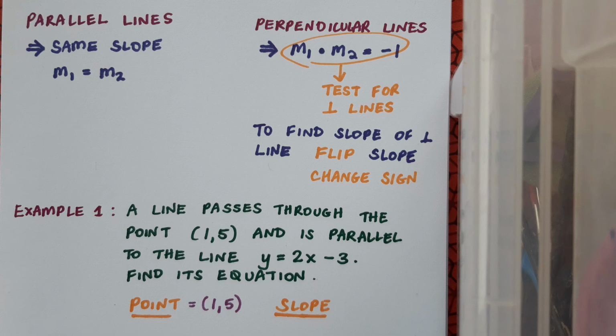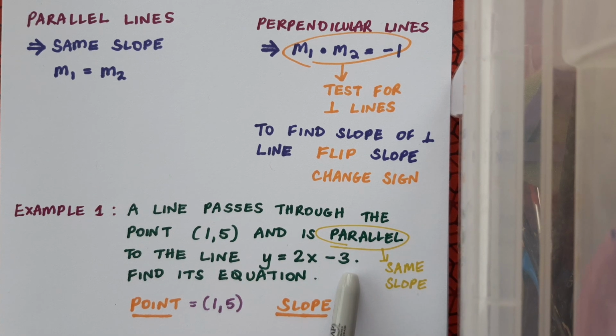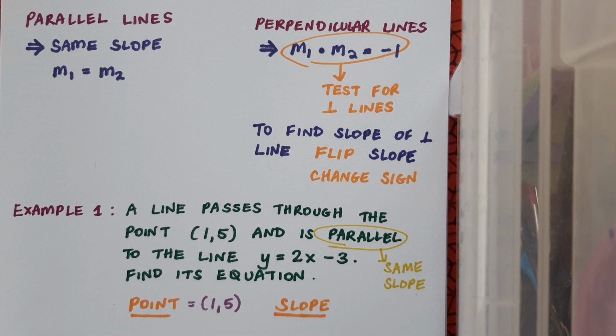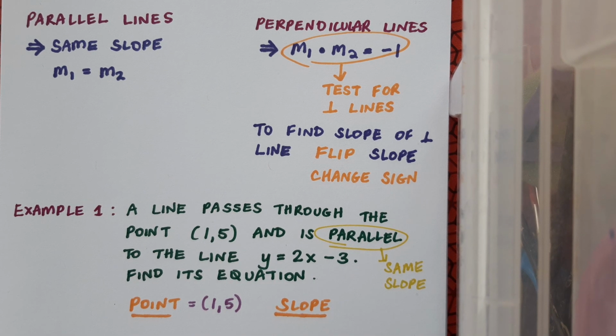I'm told that the line I want is parallel to the line y equals 2x minus 3. Now remember from our earlier observations that parallel lines have the same slope. So the slope that I want is the same as this line's slope, y equals 2x minus 3. And of course it's really easy to pick out the slope of this line. Take a moment yourself to see, can you do that?